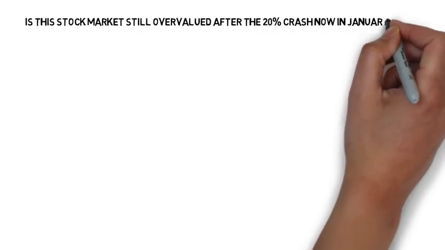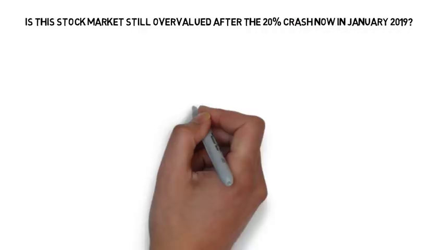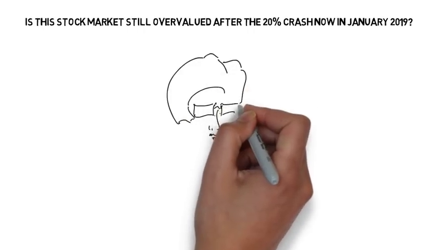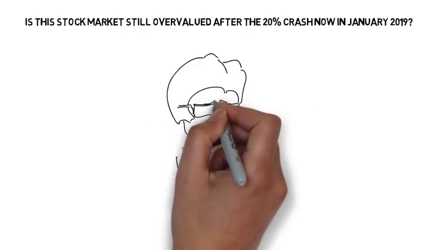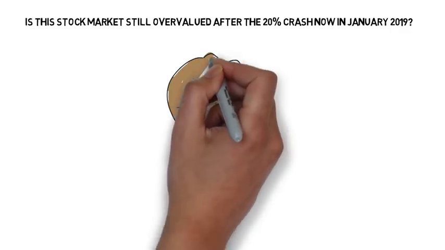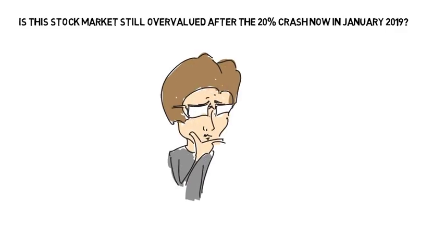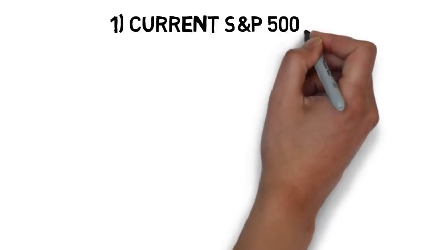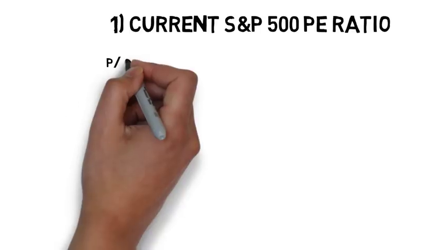This is about whether the stock market is still overvalued after this 20% drop from its all-time highs or not. To figure this out, we are looking at some key metrics. Number one is the current S&P 500 PE ratio. What is the PE ratio?